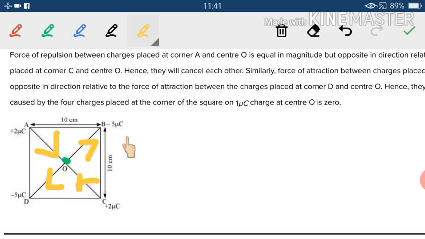So what we can say is that the force caused by the 4 charges placed at the corners of the square on the 1 microcoulomb charge at center O is 0. So the answer will be 0.